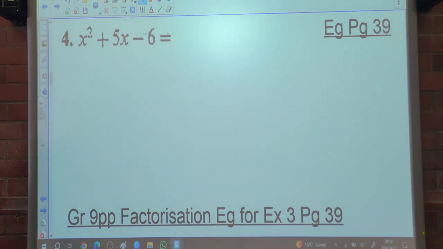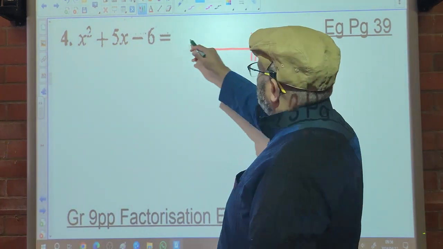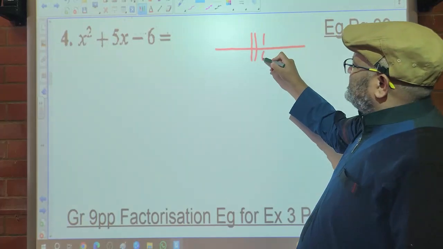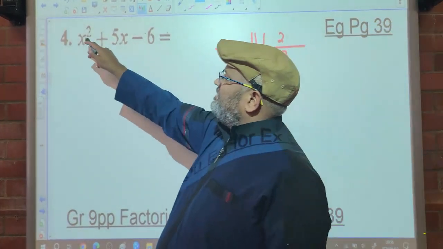Right, so where do we start? We started with the factors, not so. So let's draw the factors. What are the factors of 6? 1 and 6, 2 and 3. That's it. There's a 1 here.